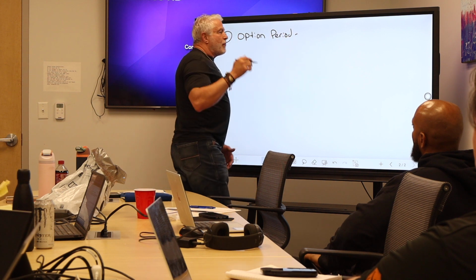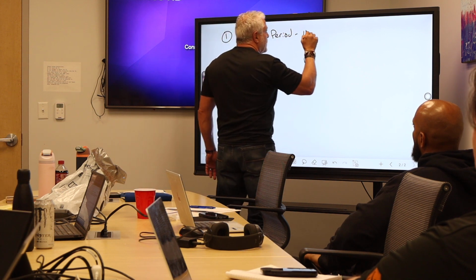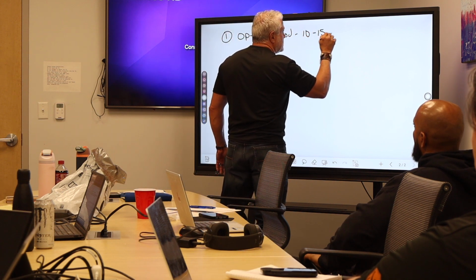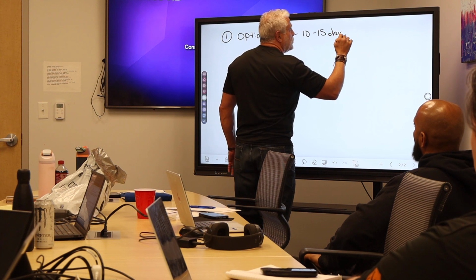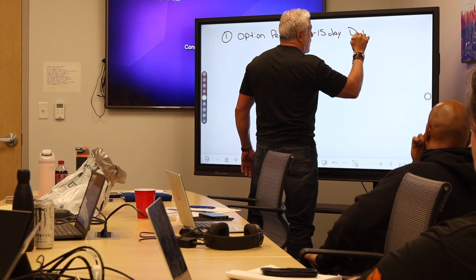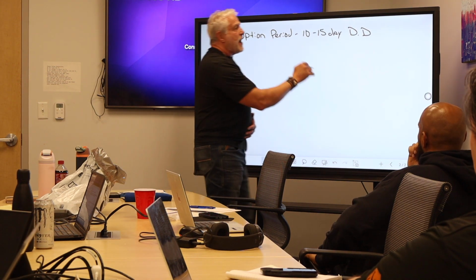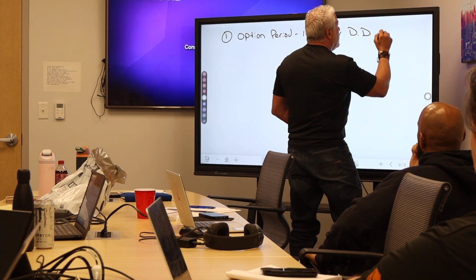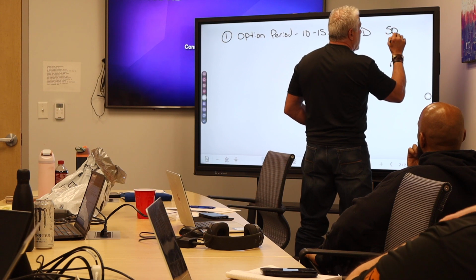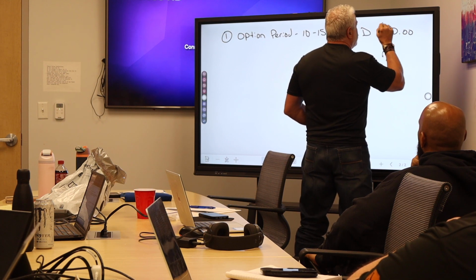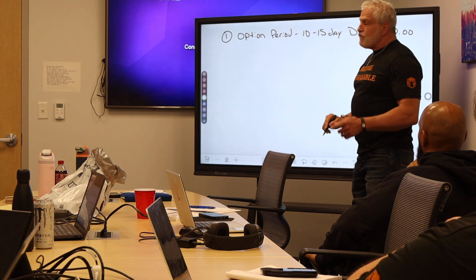Which means for either 10 to 15 days, I get to do my due diligence on the property. And to give me that, I'm going to give you $50 for the option period. That's two weeks.